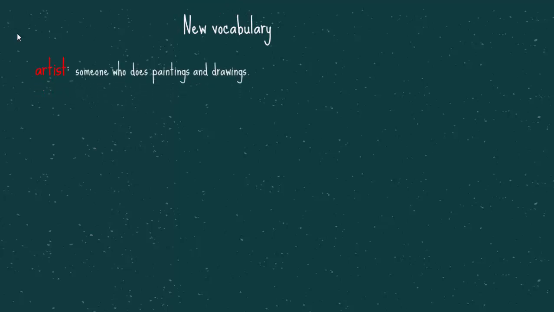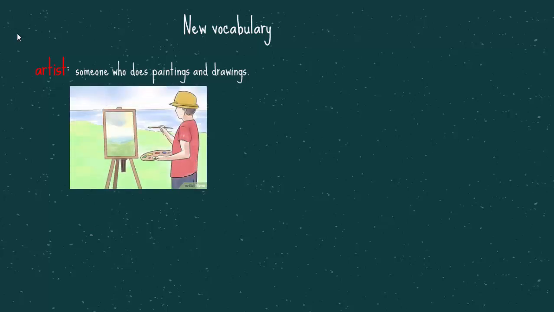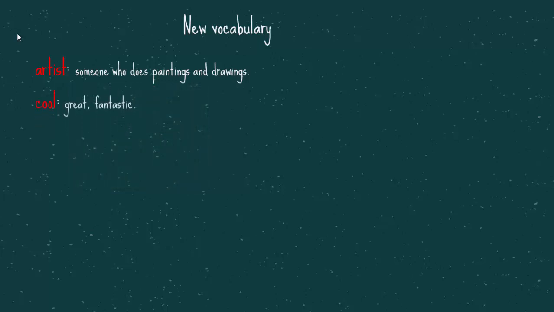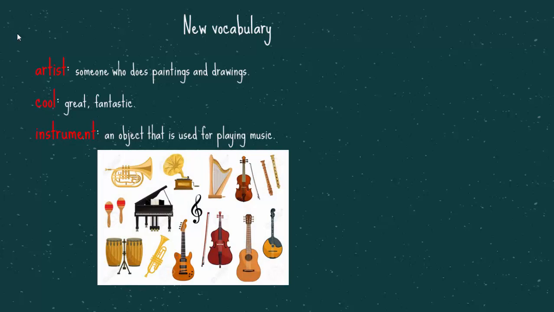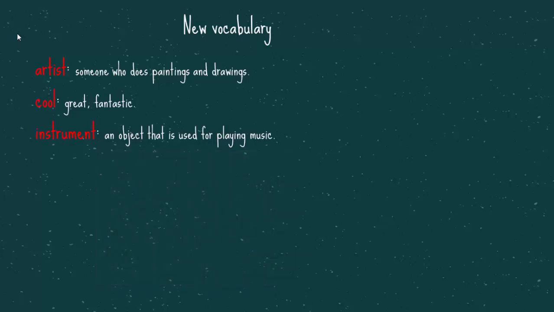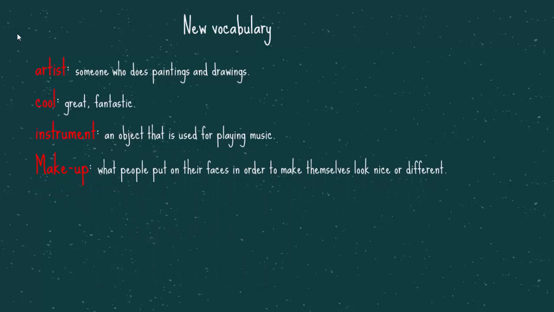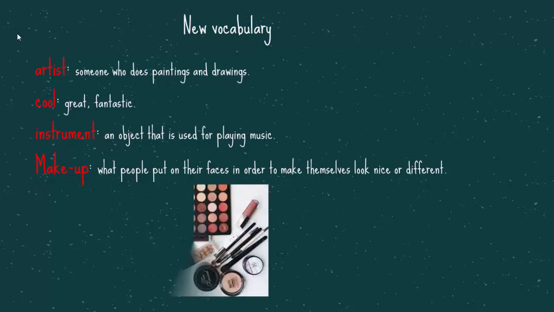Artist. It's someone who does paintings and drawings. And here's a picture. Cool. It's great or fantastic. Instrument. It's an object that is used for playing music. And here's a picture. Makeup. What people put on their faces in order to make themselves look nice or different. And here's a picture.